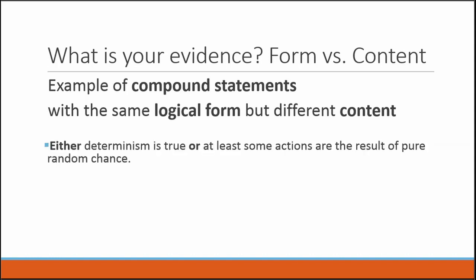Another example of compound statements with the same form but different content. This time the form is not if-then, the form is either-or. So, either determinism is true, or at least some actions are the result of pure random chance. We have two simple statements, determinism is true, and some actions are the result of pure random chance, and those two simple statements are connected by the logical connector or.